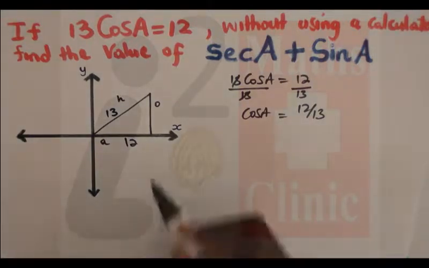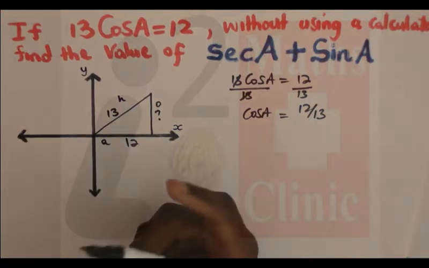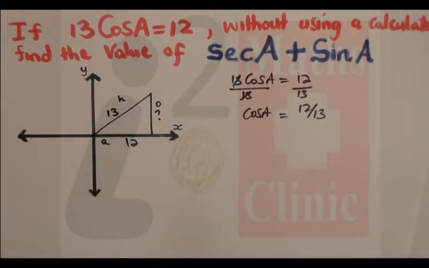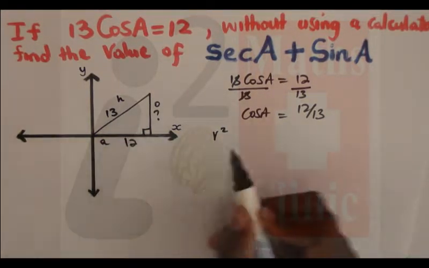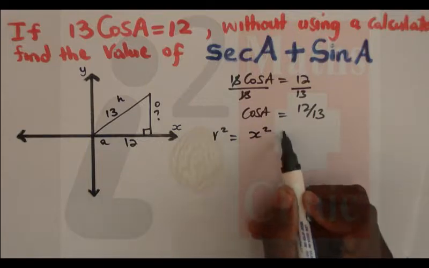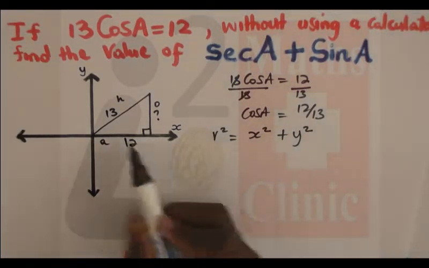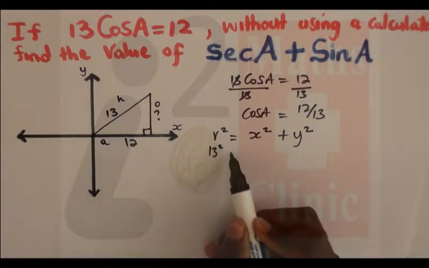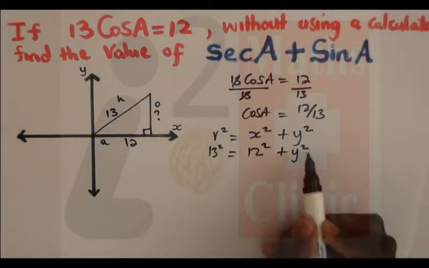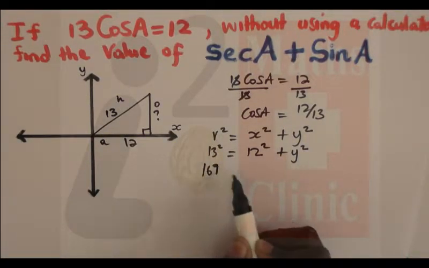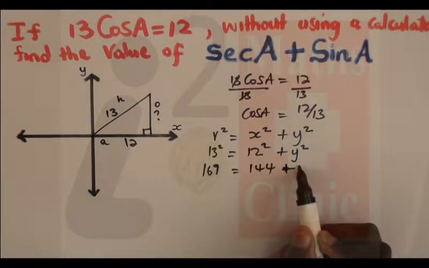Then we don't know the opposite side here, so we want to find the opposite side. To find it we use Pythagoras, since it is a right angle triangle. Pythagoras says the hypotenuse side squared equals the adjacent side squared plus the opposite side squared. So 13 squared equals 12 squared plus y squared. 13 squared is 169 and 12 squared is 144, plus y squared.